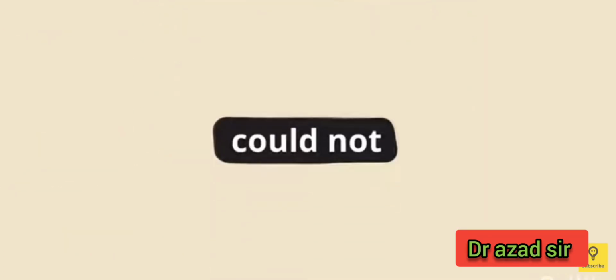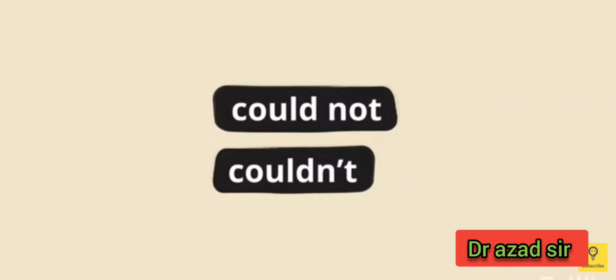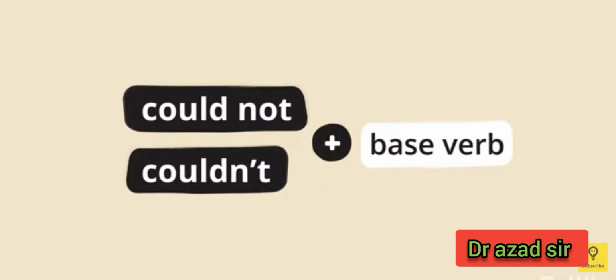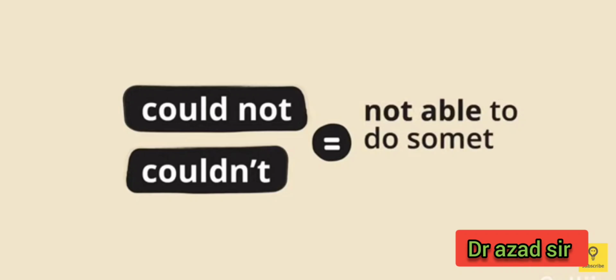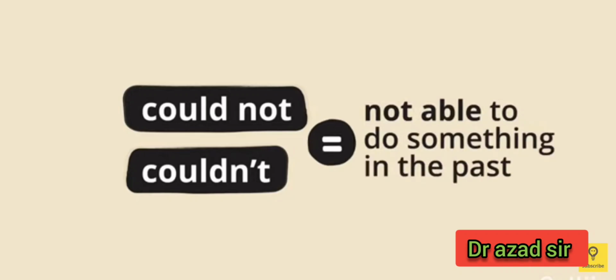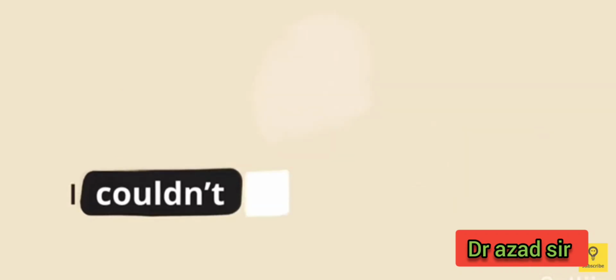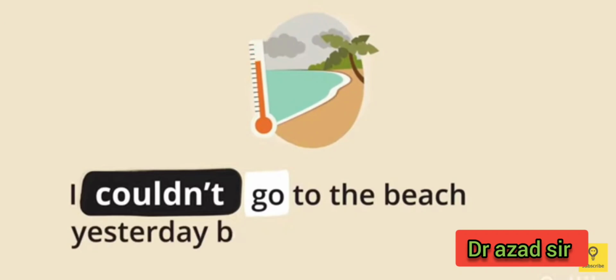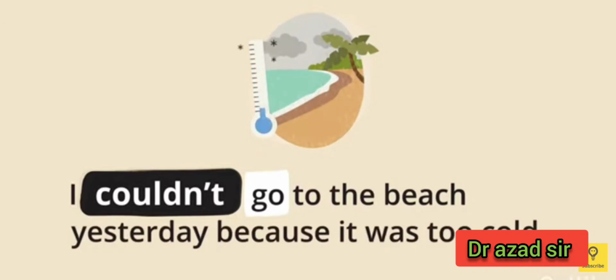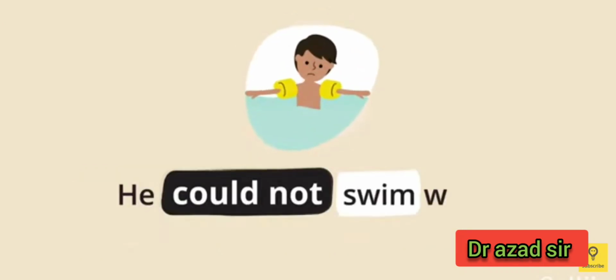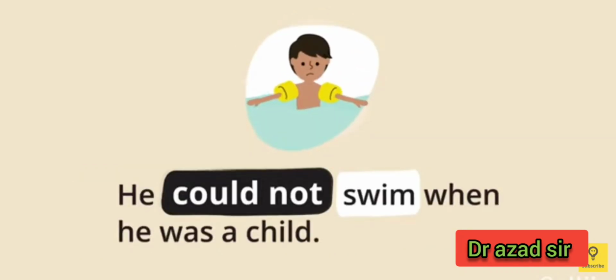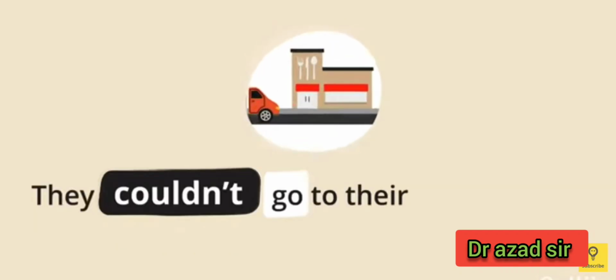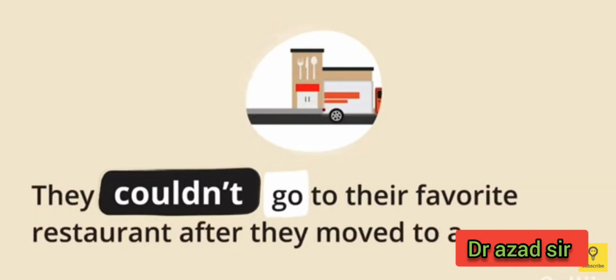We use could not or couldn't plus a base verb when someone was not able to do something in the past. I couldn't go to the beach yesterday because it was too cold. He could not swim when he was a child. They couldn't go to their favorite restaurant after they moved to a new city.